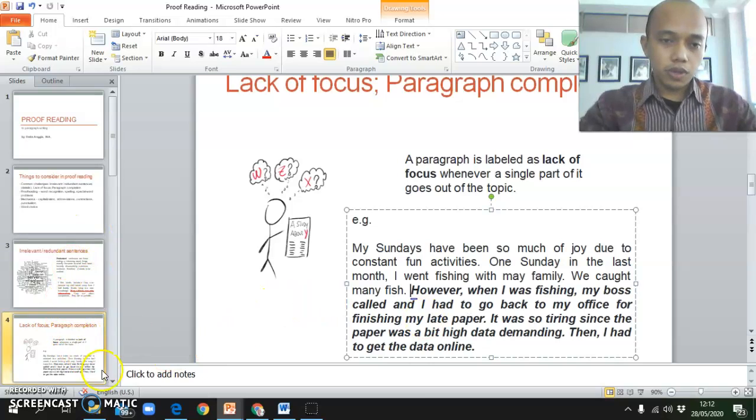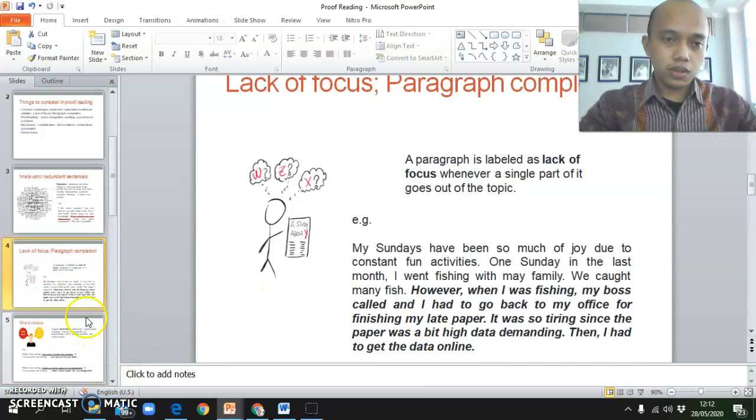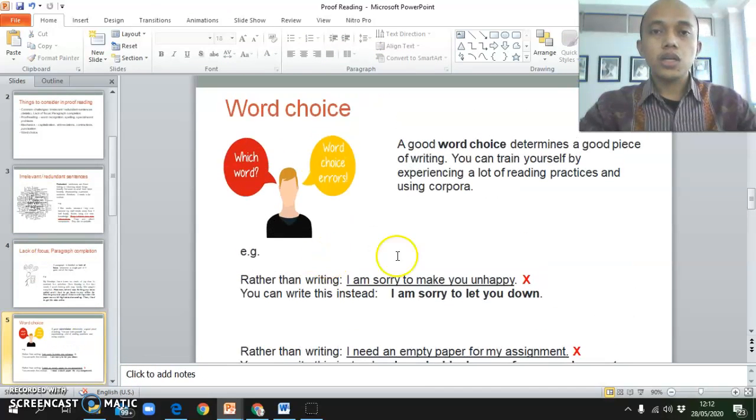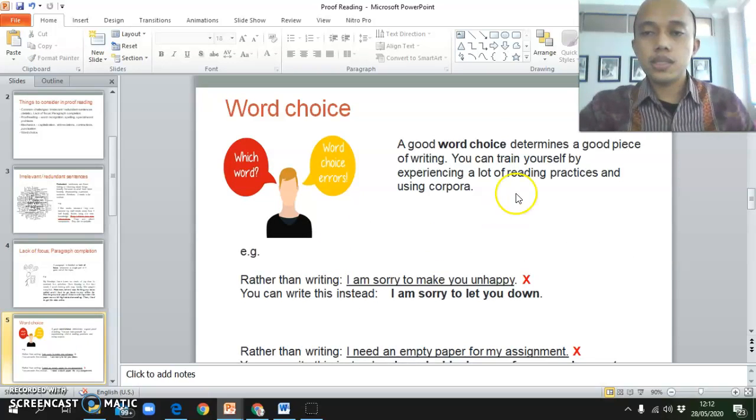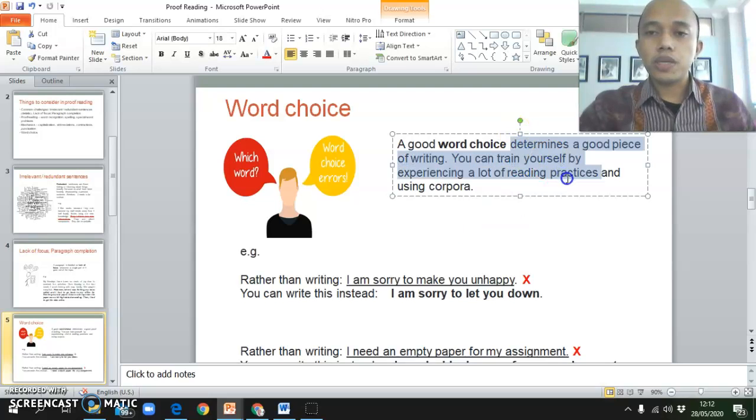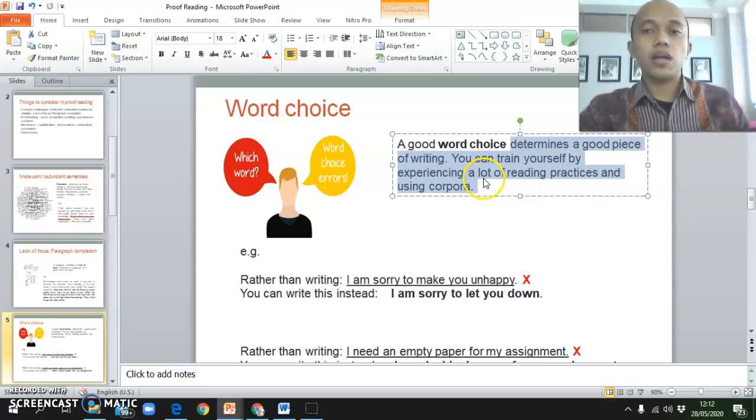Now, the next point that we need to discuss is word choice. This one is very important. A good word choice determines a good piece of writing. You can train yourself by experiencing a lot of reading practice and using corpora, right?